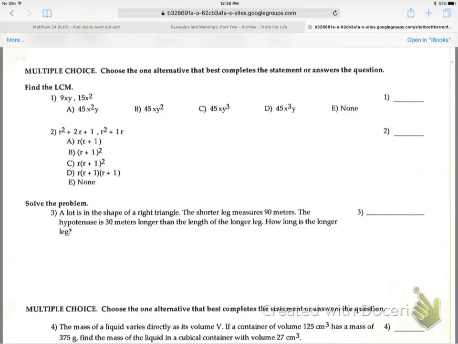All right, so how do we do LCM? Question number 1. Find the LCM. What do you do? Well, we got 9xy and we got 15x squared. So for the numbers, for the 9 and the 15, we put them in the box, right? We box the numbers, shop the letters, right?